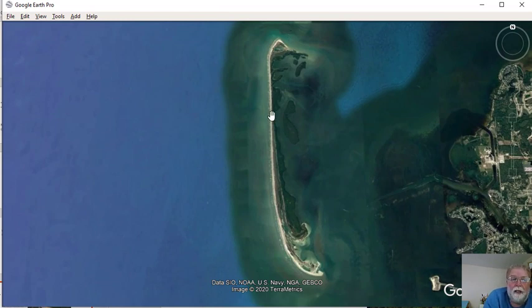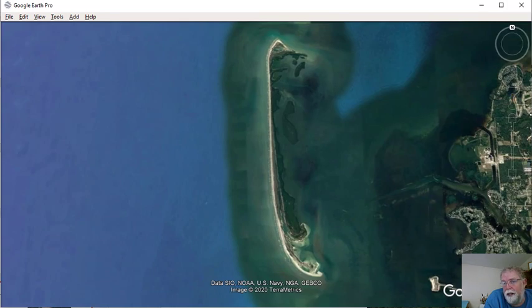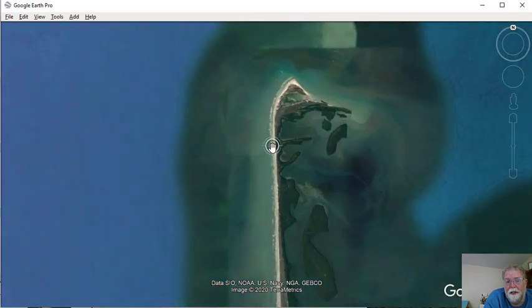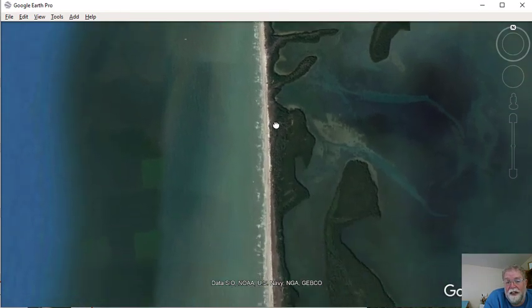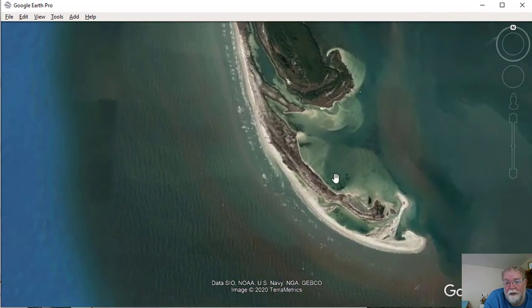But here's the trick. It moves. The longshore current removes sand from this upstream side. It carries it and carries it and deposits it down here on the downstream side.